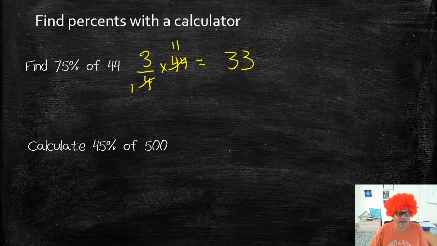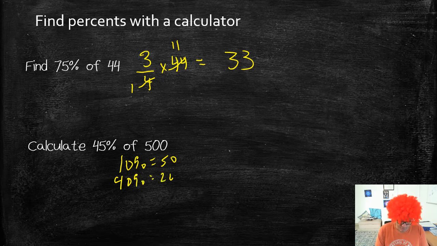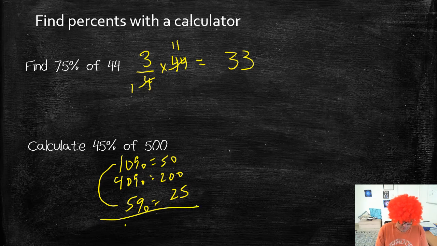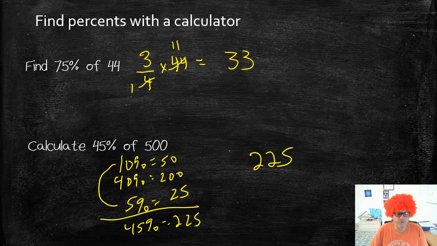Next one we might have done without a calculator, 45% of 500. Okay, well, yeah, we could break this one down, can't we? Because we know what 10% is. 10% of 500 is 50. So 40%, all right? 40% is 4 of those, so 40% is 200. 5% is half of 10%. 5% is 25. So 45% would be 225. So that's our answer. 45% of 500 is 225. And we might do something like that if we were doing it without a calculator.